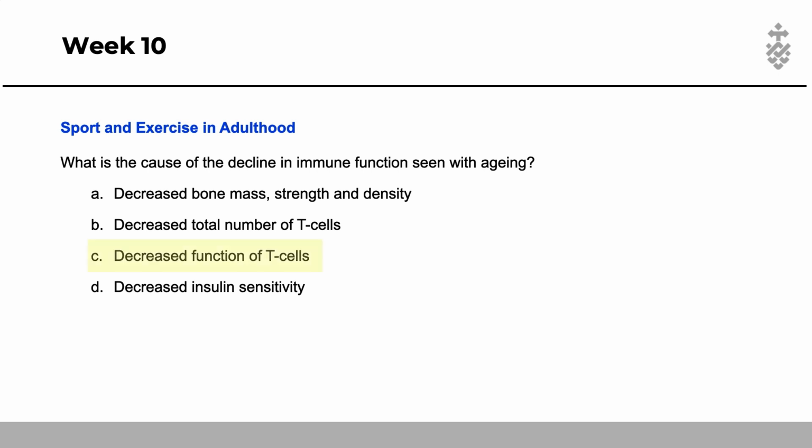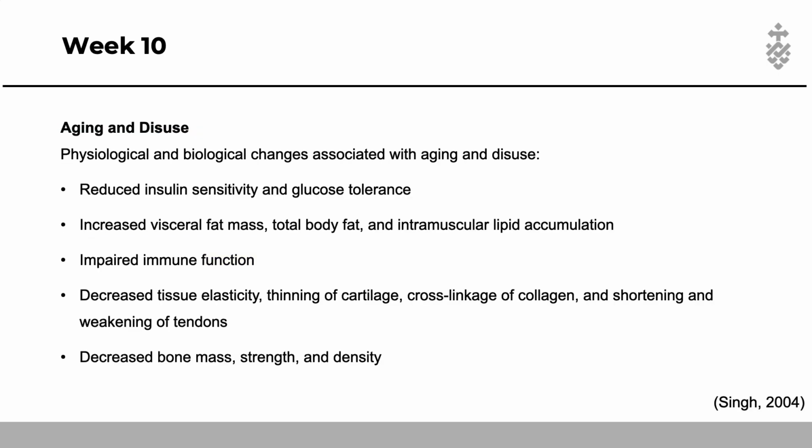So our T cells are part of our immune system, and they're going to help strengthen our immune response. With aging, we see a decline in the function of those T cells. So the total number stays the same throughout the lifespan, but the function of them does decline as we age, and that is one of the causes of the decline in immune function that is seen with aging. So a little bit of a tough question. It did come from this slide here, which is early in the week 10 lecture, talking about the physiological and biological changes associated with aging.